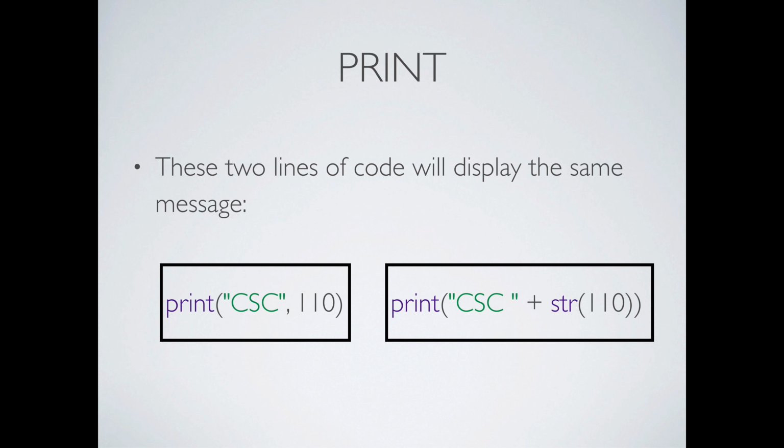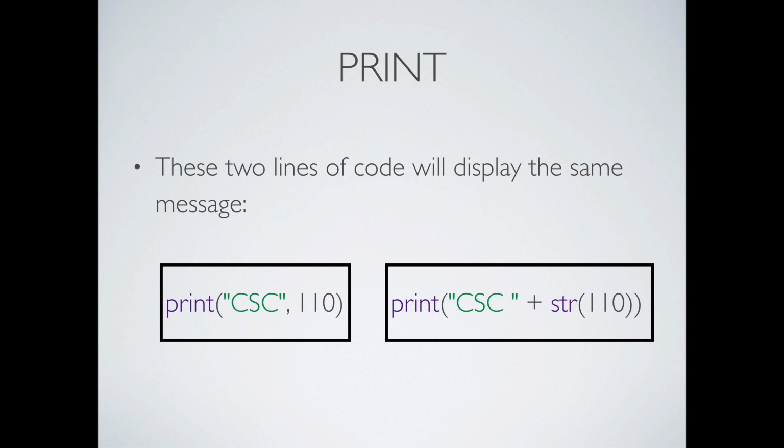This second set of code over here is going to print the same thing as well. This is using the string concatenation operator that we talked about, and it is concatenating two strings, the first of which is CSC with a space character in it. Right, so CSC space, and then it concatenates the integer 110 once it's converted to a string. So this is concatenating two strings, CSC space and the string which contains 110, and both of these will display the same message.